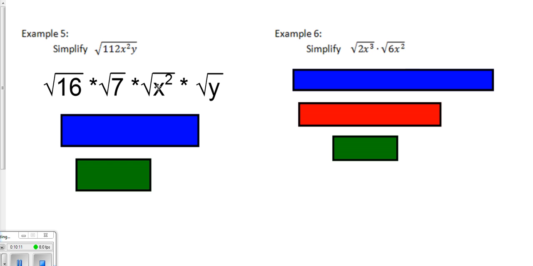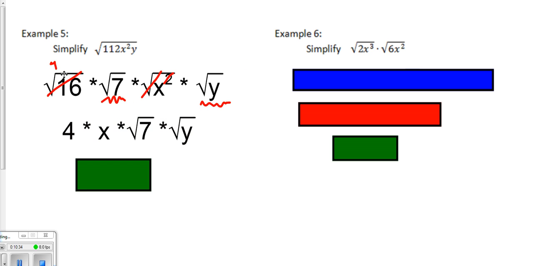We still have square root of x squared, and we have the square root of y. Now, if we look at that, we know that the square root of 16 is 4. We can get rid of that piece. Square root of 7, there isn't one, so that needs to stay. Square root of x squared, those cancel out, and we just have x, and the square root of y does not change. So this is now 4 times x times the square root of 7 times the square root of y. And when we put everything together, it becomes 4x square root of 7y. This would be your final answer.